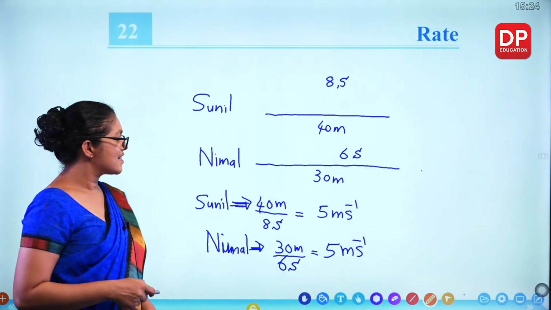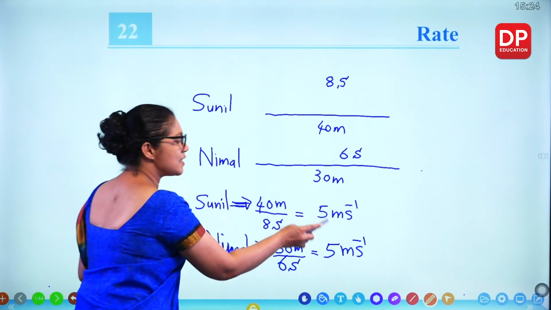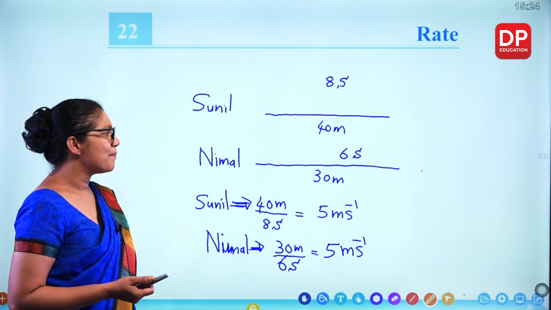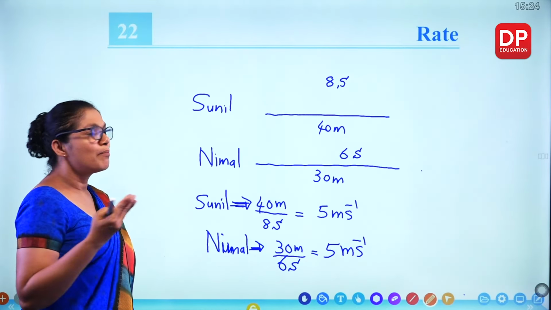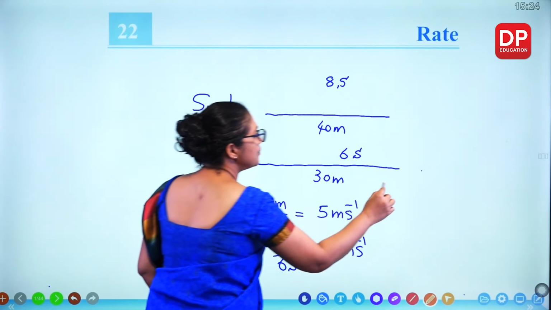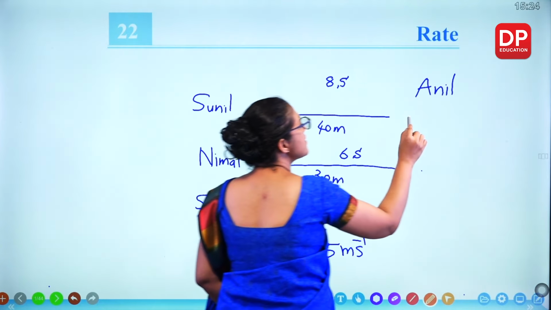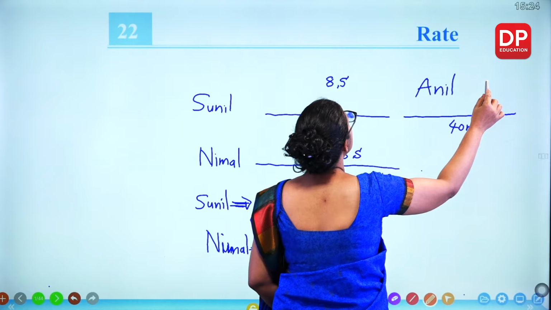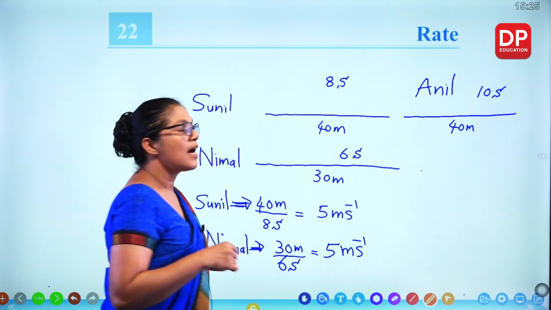So when you take this ratio, what can you see? The speed of Sunil and Nimal are both the same. So who runs fast? We can't say, both are the same. If you take another person, Anil, if he runs 40 meters within 10 seconds, what can you say about Anil's speed?